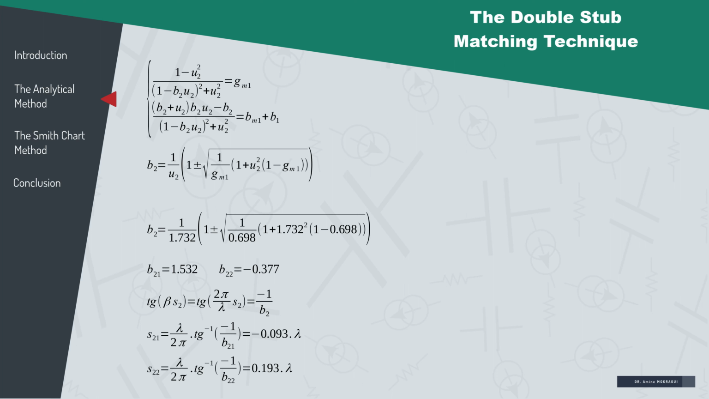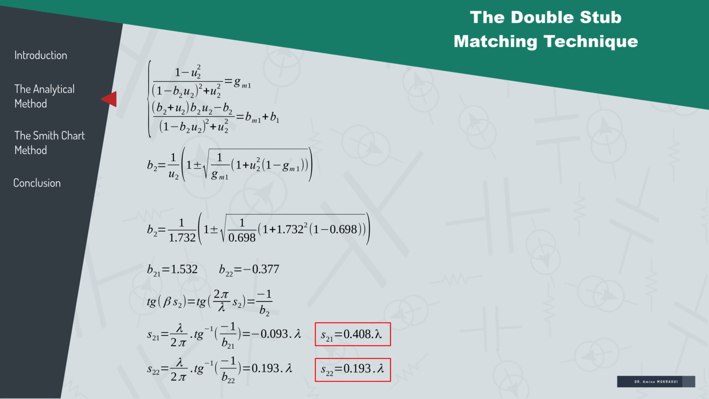As tangent beta S2 equal minus 1 over B2, we end up with S21 equal minus 0.093 lambda and S22 equal 0.193 lambda. Because S21 is negative, we add half a wavelength corresponding to the periodicity on a transmission line. Thus, the retained solutions are S21 equals 0.408 lambda and S22 equals 0.193 lambda.